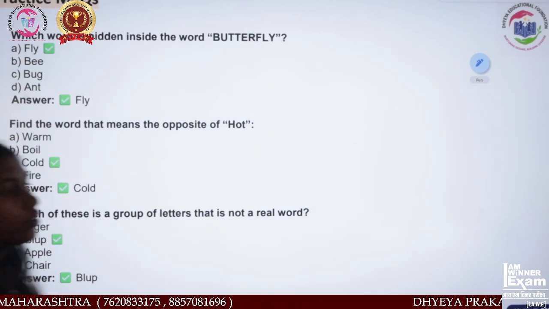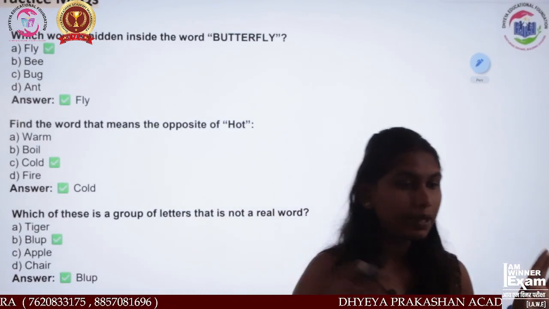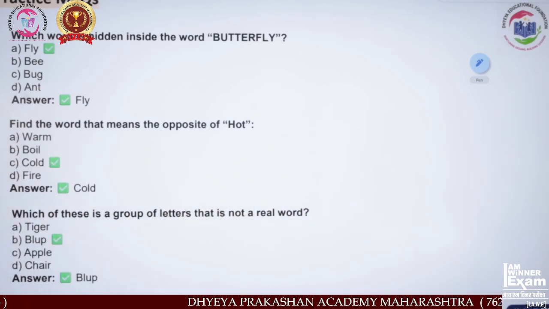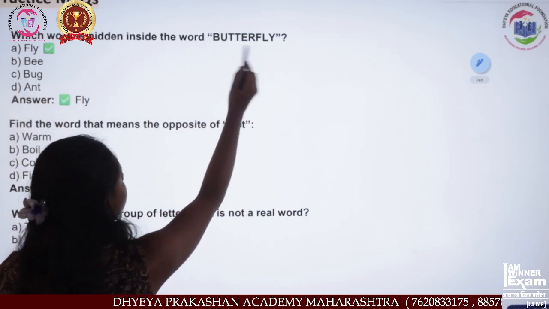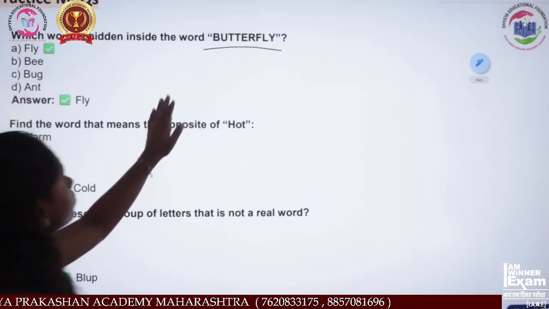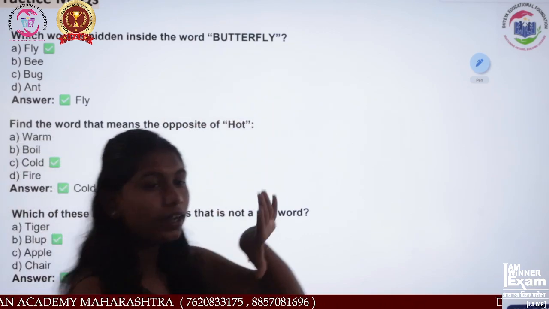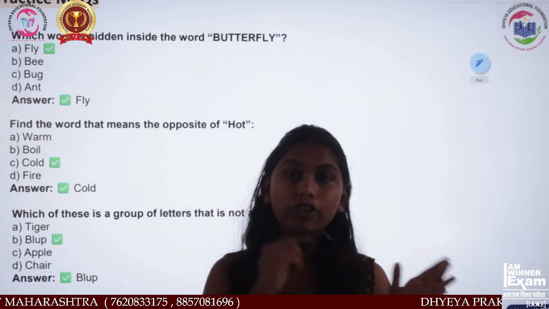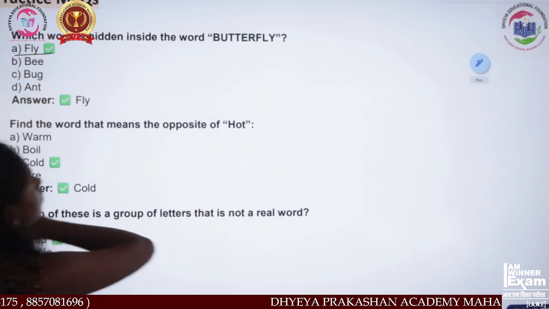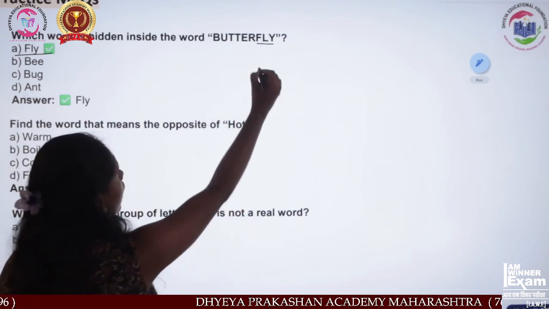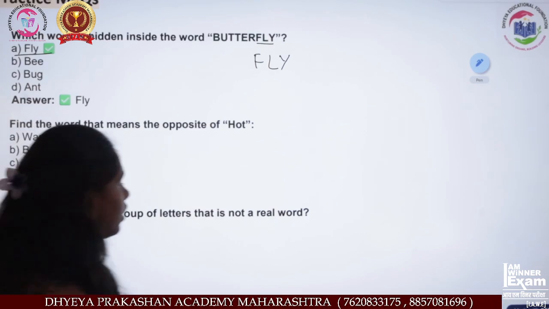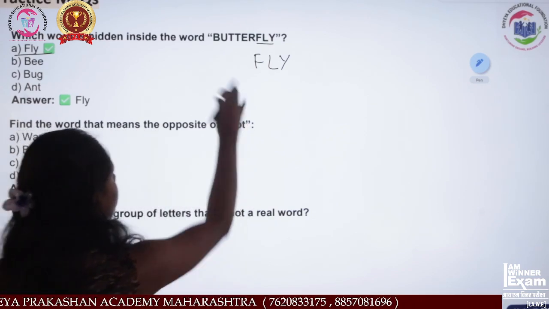Now let's start with our MCQs. Starting with the first MCQ: which word is hidden inside the word butterfly? We have to find which word is hidden inside the word butterfly. The first one is fly, F-L-Y. Yes, there is the word fly in butterfly.